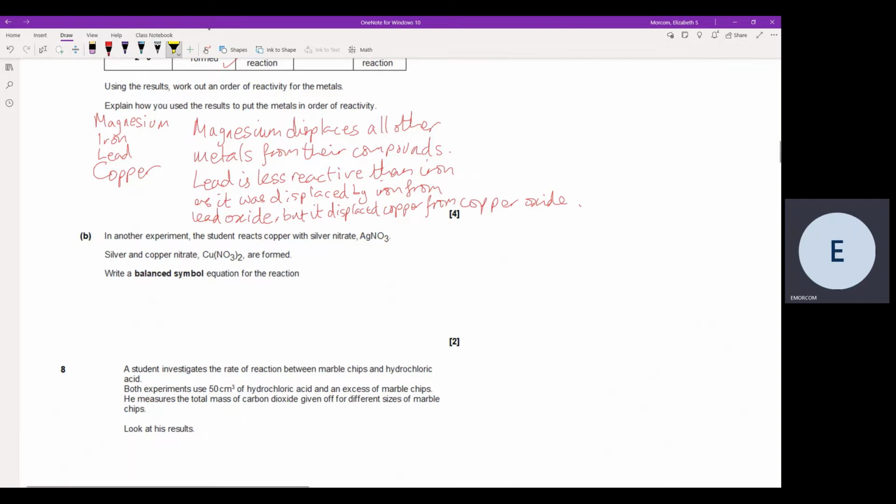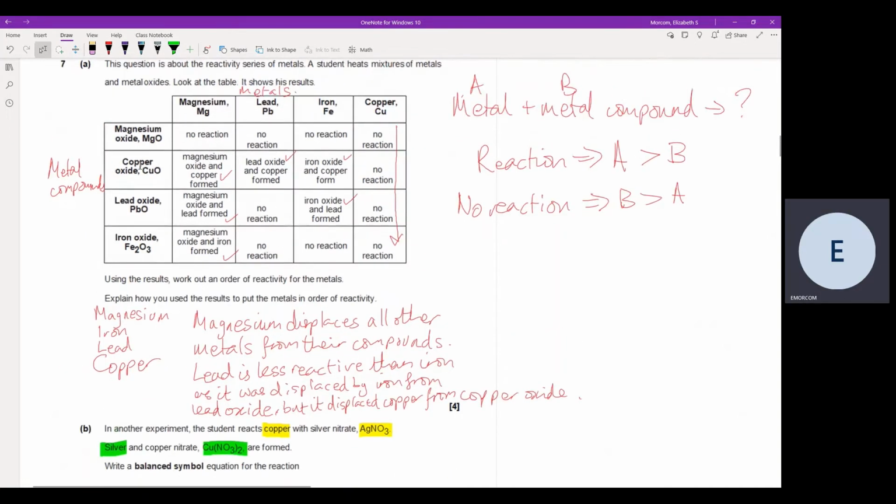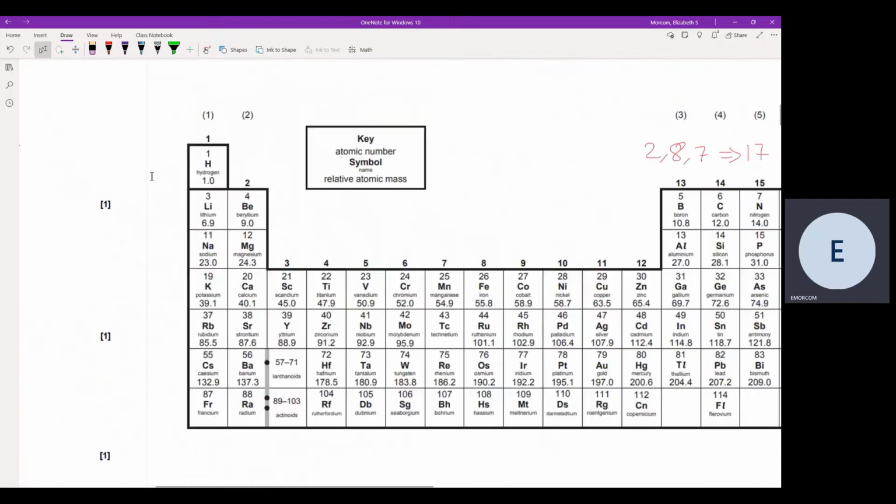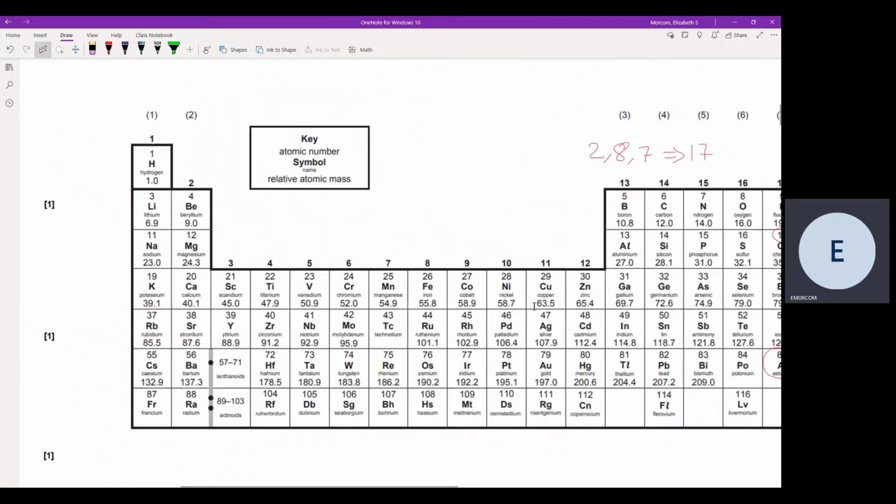So let's first of all identify our reactants. The student reacts copper with silver nitrate, and then they tell us that silver and copper nitrate, I'm going to highlight the formulae, are the ones that are formed. So my reactants I've got highlighted in yellow, and my products I've got highlighted in green. The formula for copper, we just need to use our periodic table or use what we've been given above. So they've given us Cu up here, but we can also look at our periodic table, find copper over here with Cu, and silver is below it with the symbol Ag.